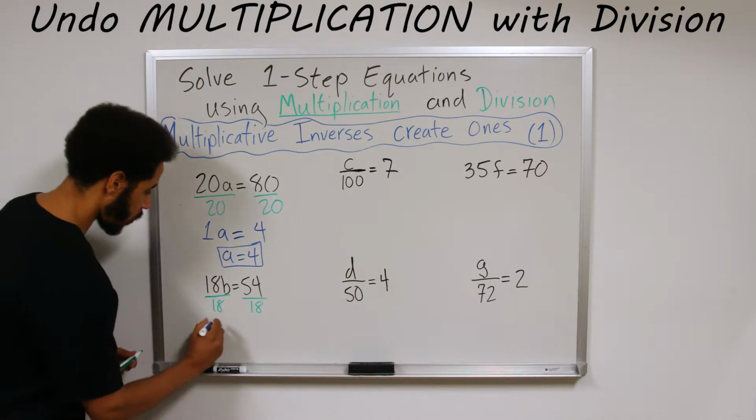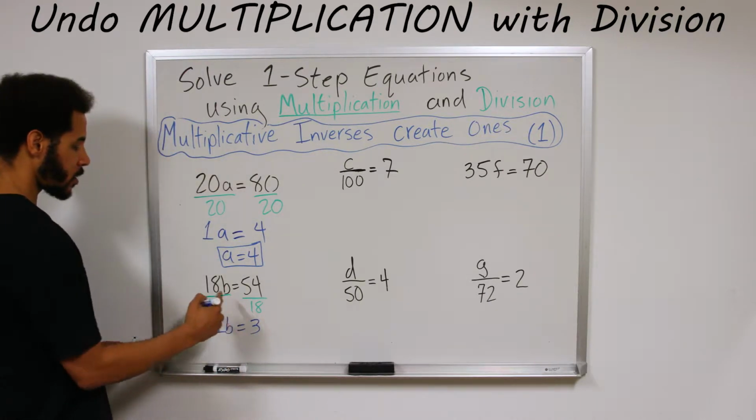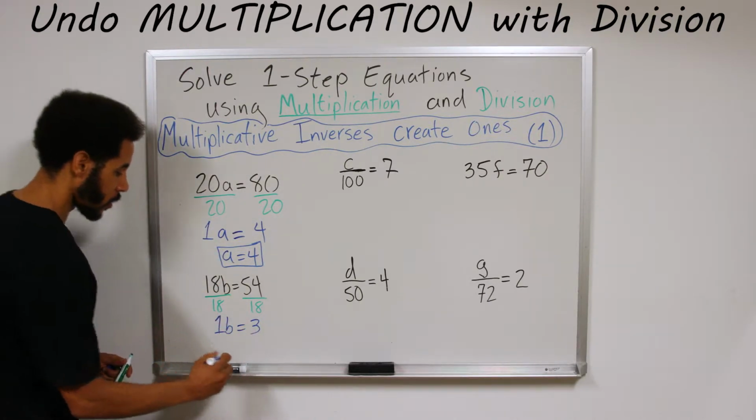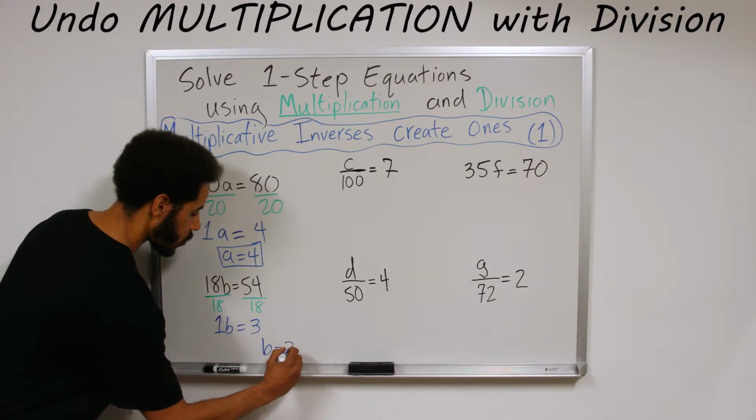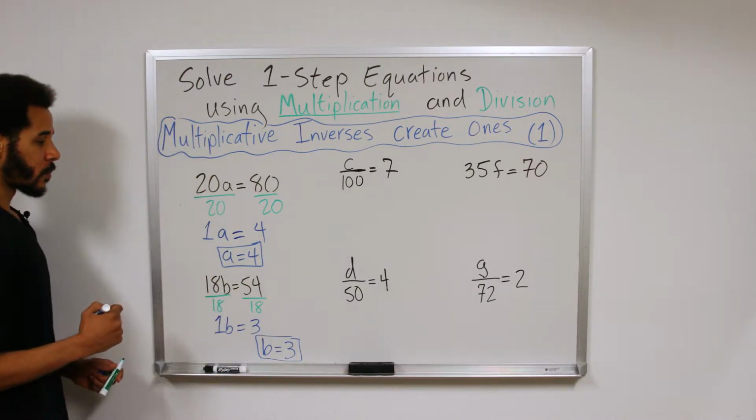And we know that we have 1b now, 18 divided by 18, must be equal to 3. 18, 36, 54. b equals 3. 18 times 3 is 54.